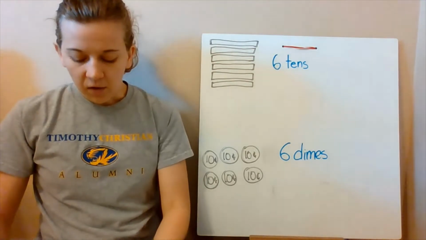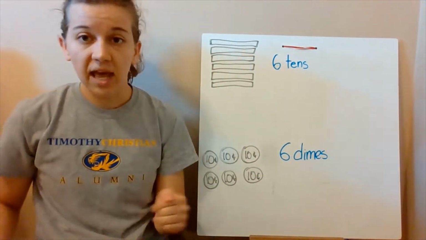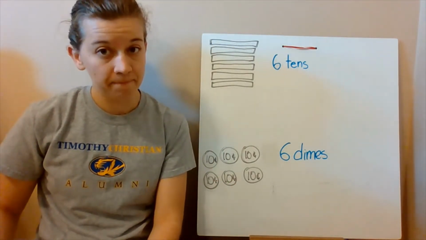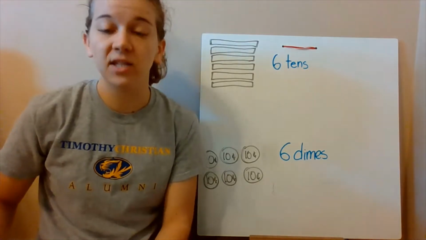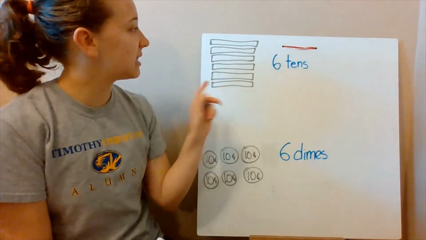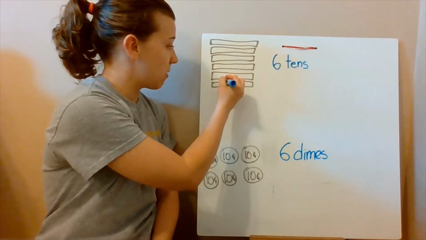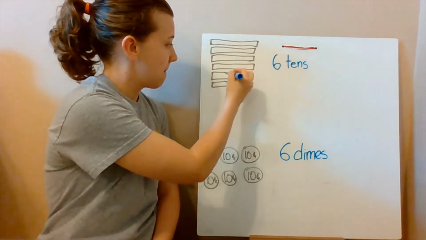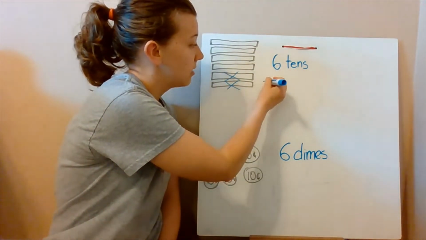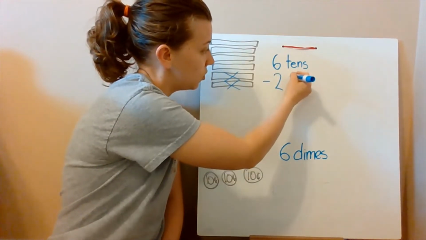Okay, so we're going to do 6 tens, and then we're going to take away or subtract 2 tens, okay? And then we want to find out how many tens we have left. So I have 6 tens right here, right? What if I take away 2? So I'm just going to X them out. Okay, now to write this as a subtraction problem, I can write minus, got to have the minus, right? 2 tens.